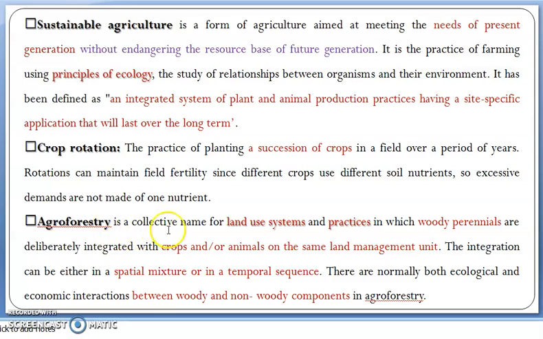Agroforestry. Agroforestry is a collective name for land use systems and practices in which woody perennials are deliberately integrated with crops and animals on the same land management unit. The integration can be either in a spatial mixture or in a temporal sequence. There are normally both ecological and economic interactions between woody and non-woody components in agroforestry.